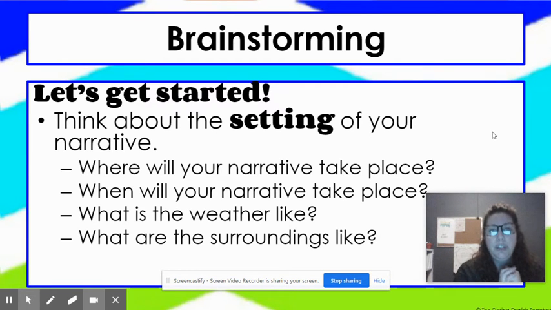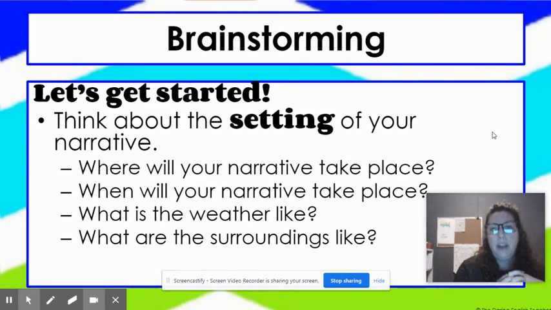So today you're going to brainstorm your setting. So think about, where will your narrative take place? When will your narrative take place? What is the weather like? What are your surroundings like? So for instance, if you're writing a story about the South and a hurricane hits, I mean, that's a big deal, right? What did it feel like? What did it sound like? What did it look like when the hurricane hit, if that happens in your story?